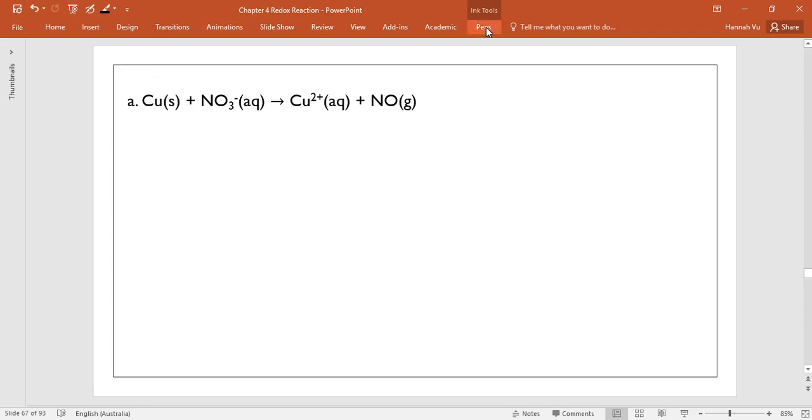Okay. So copper is 0. This is -2 and +5. Hang on, I'm just trying to move here. My desk is really small. So +2 is copper 2 plus. This is -2, +2. So I've identified the oxidation number of everything.